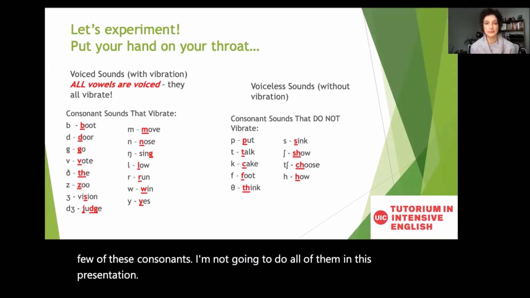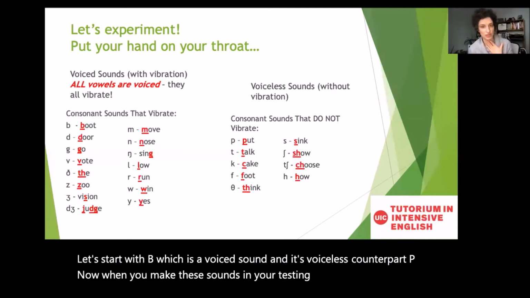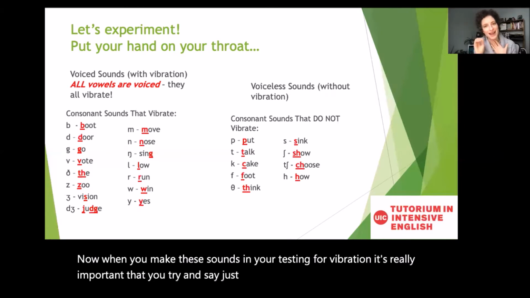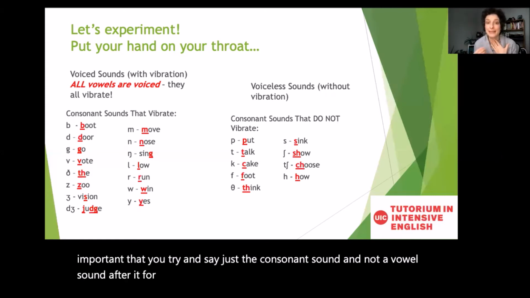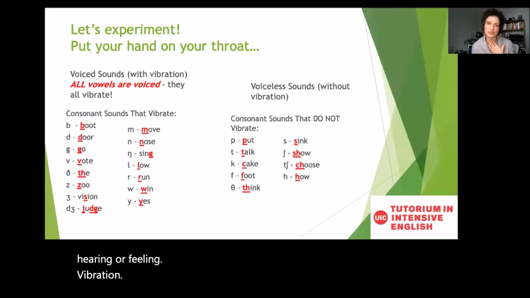Let's start with B, which is a voiced sound, and its voiceless counterpart, P. Now, when you make these sounds and you're testing for vibration, it's really important that you try and say just the consonant sound and not a vowel sound after it. For example, we don't want to say pee because you're really making the E sound, and that will affect whether or not you're hearing or feeling vibration. So let's try with B. B. B. Can you feel that?